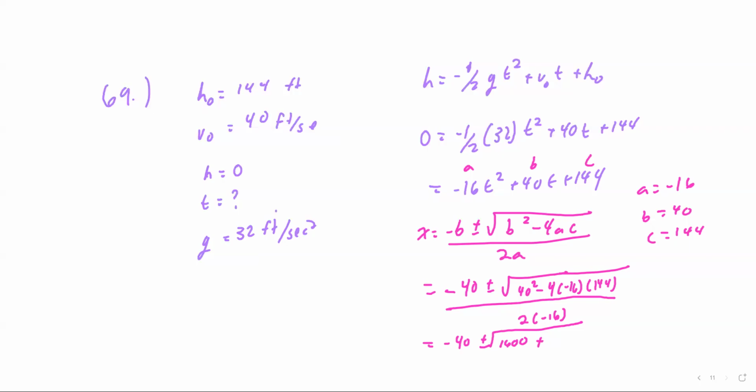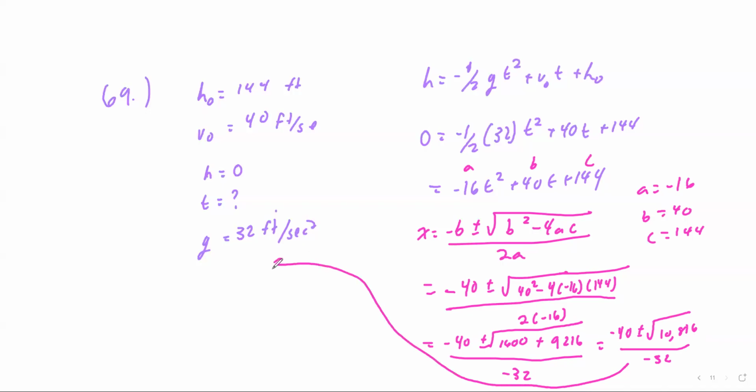I'm going to do 4 times 16 times 144. I get 9,216 divided by negative 32. Add 1,600 to that. 10,816 divided by negative 32. Man, I ran out of room. So I'm going to finish this process over here.